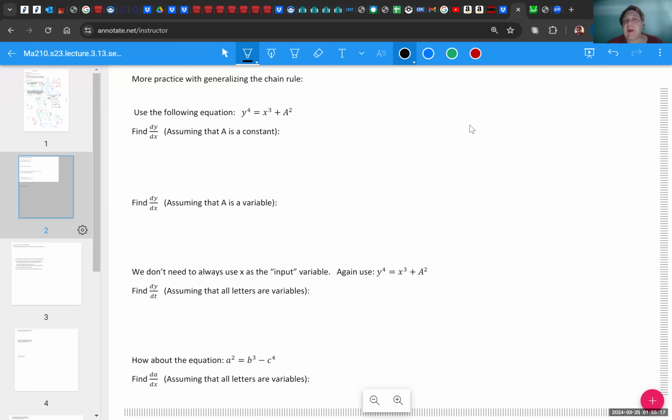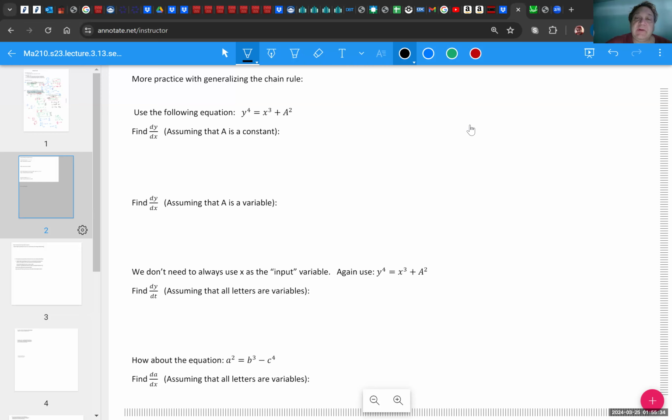Okay, so let's do a little practice with the generalized chain rule with multiple variables and solving for things. And then we'll be ready for 3.9. All right, so I have some examples here. I don't have them lettered, so I'll just have to do them in order.